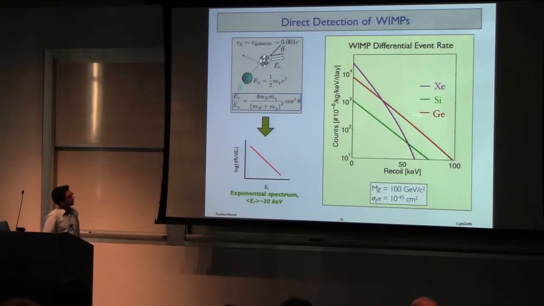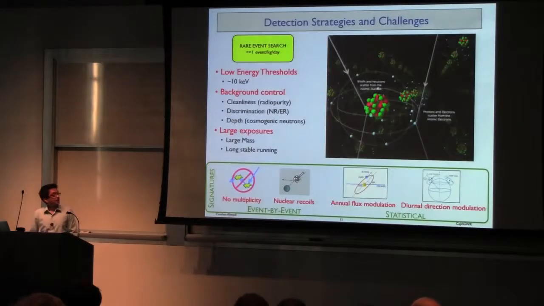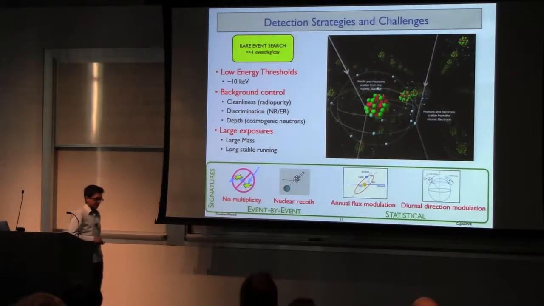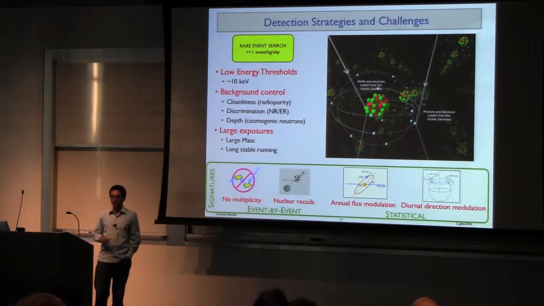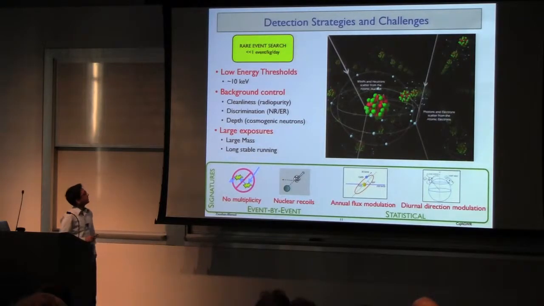So let's pick any of these materials. Actually, let's say germanium. In this range over here, we're seeing a fraction of an event per kilogram per day, right? So this is a rare event search, with a very, very low event rate. Most of the materials we could even think of building detectors with have much higher radioactivity rates than this. So there are certainly a lot of challenges presented. Low energy thresholds: from the previous plot you saw that we're talking about tens of keV of energy.